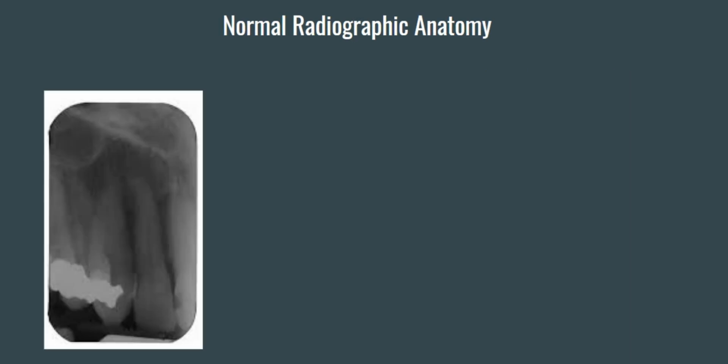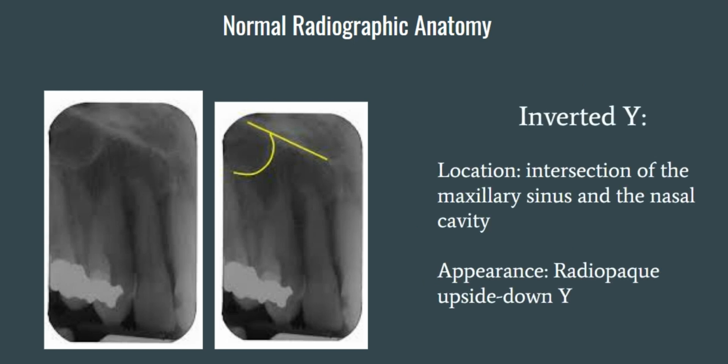Next is going to be the inverted Y, which is also known as the Y line of Ennis. And this is the intersection of the maxillary sinus and the nasal cavity. And on a radiograph, this is going to be a radiopaque upside down Y. And it is here. And then it's highlighted in yellow on the other radiograph there, just to give you a better idea of where its location is. And this will be typically found above the maxillary canine.